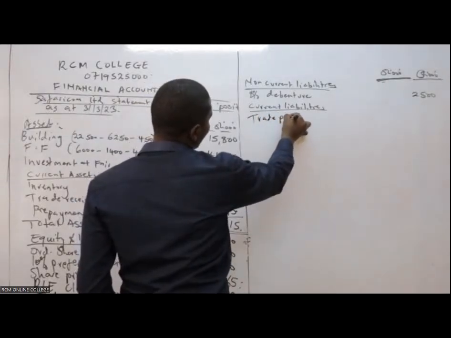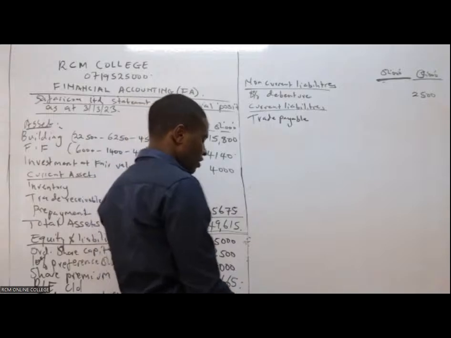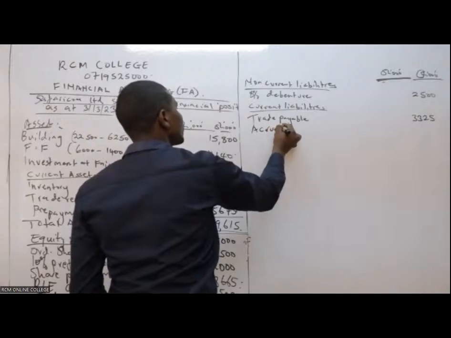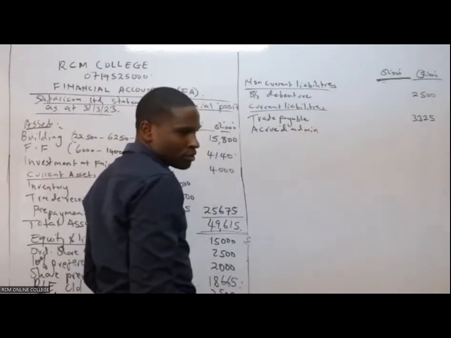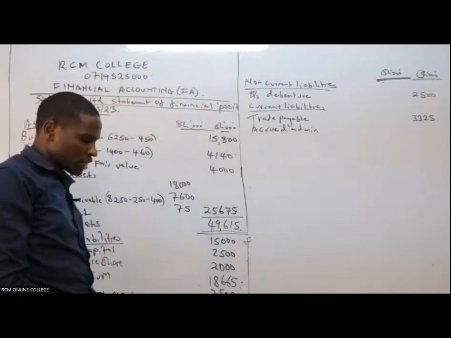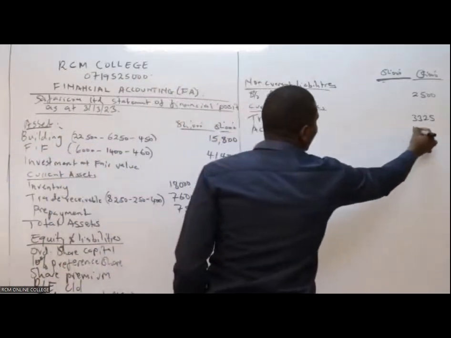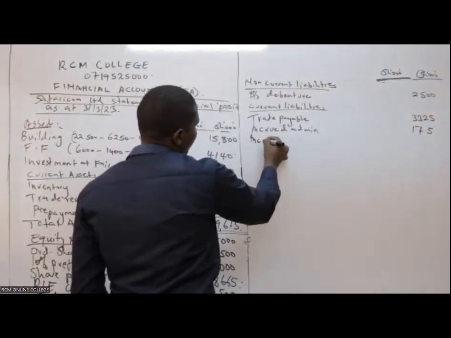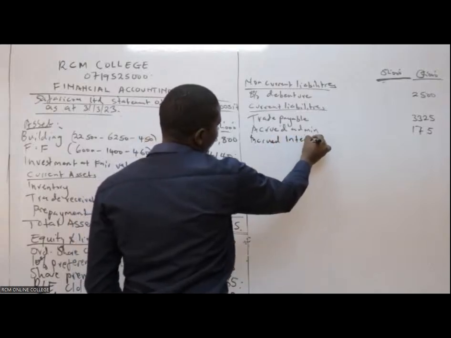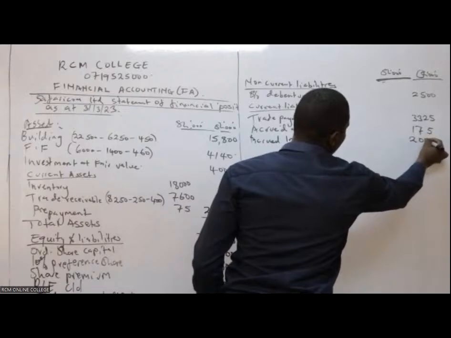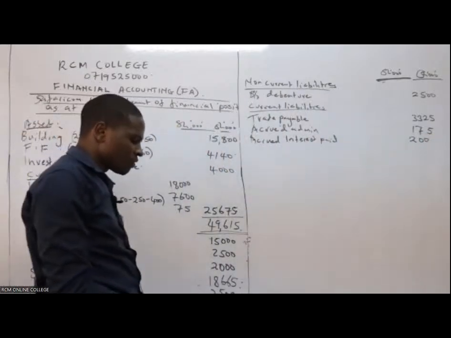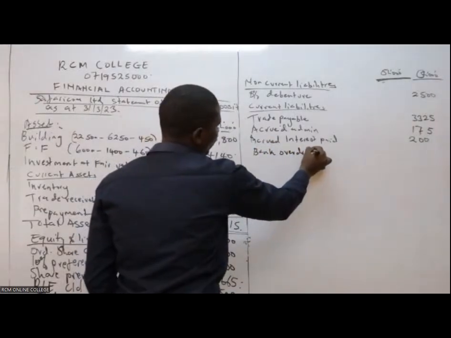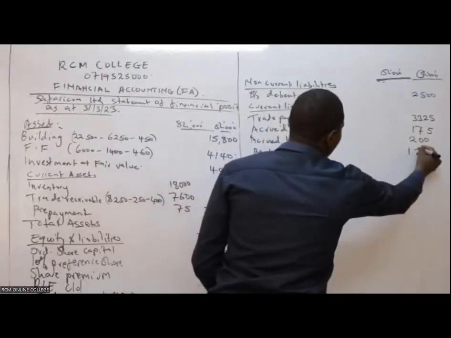Trade payable, how much is our trade payable? Looking carefully, we were given 3,325. Accrued admin, how much was it? Somebody remind us. I want to see if you remember. 175. There was accrued interest paid, that one of 200. Go carefully. We were given bank overdraft because it is on the other side. If you see it credited, that is the bank overdraft of 1,500.